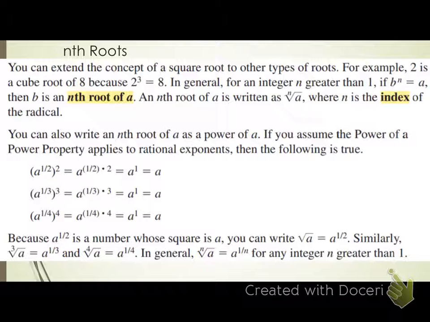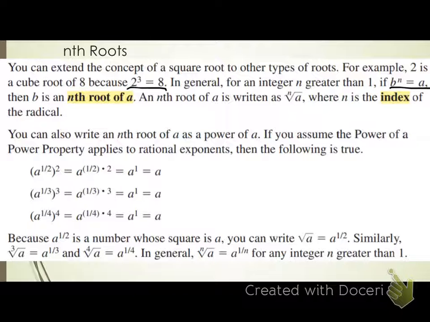So just a quick overview of 5.1. You can extend the concept of a square root to other types of roots. For example, 2 is a cube root of 8 because 2 cubed equals 8. In general, for an integer n greater than 1, if b to the n power equals a, then b is an nth root of a. So this is just an example of what this is saying right here. So if b to the n equals a, then b is an nth root of a.